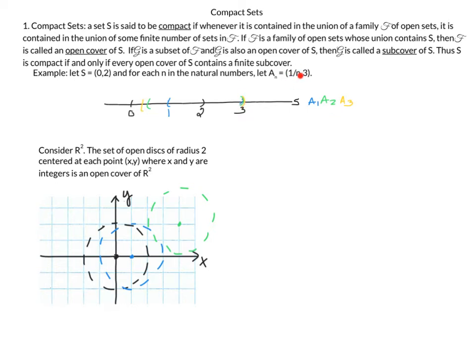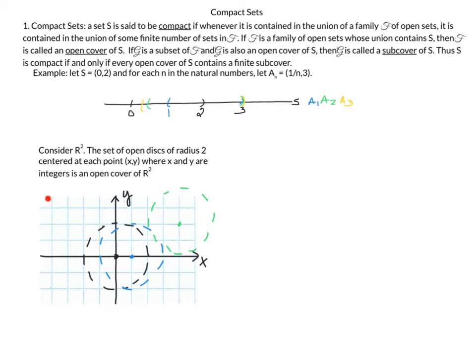For A3, that would be the open interval from 1/3 to 3, that's shown in yellow. So you can see as n gets large, we're getting closer and closer to 0 on this side of the open interval. Here's the outline of the proof that there is an open cover, that A_n is an open cover for S. I will go into more detail of this proof in just a minute.